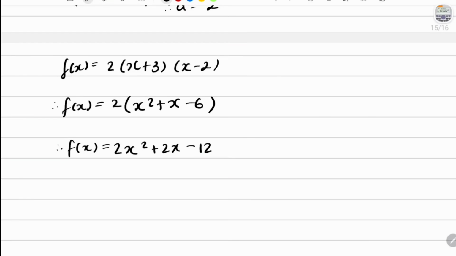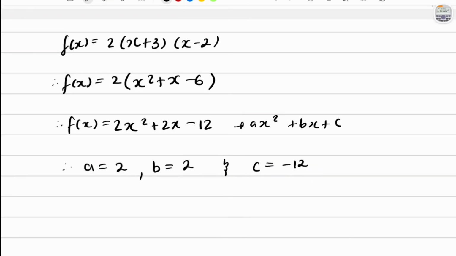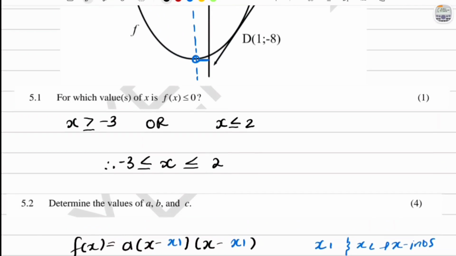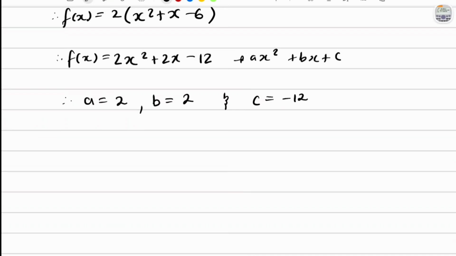Okay, so now that we have this, we can finally see what a, b, and c is. Since it was in the form of ax squared plus bx plus c, it means therefore that a is equal to 2, b is equal to 2, and c is equal to negative 12. And that is the answer for 5.2, the value of a, b, and c. Moving on to the next question.